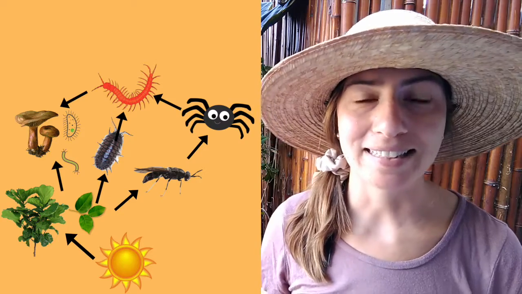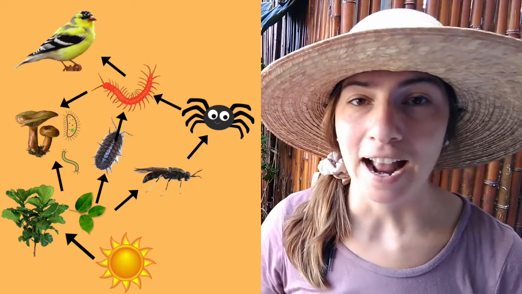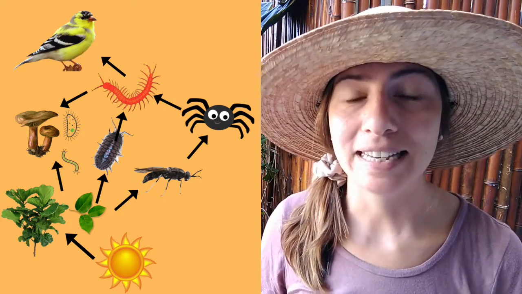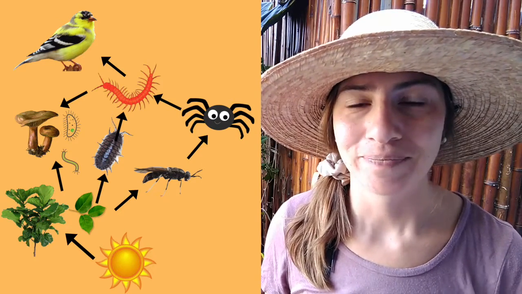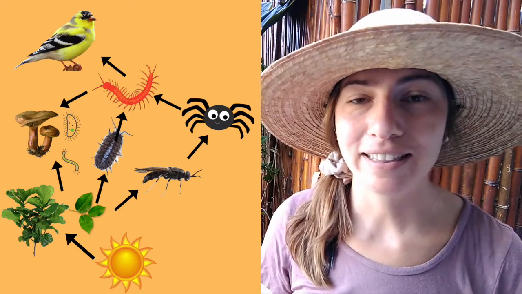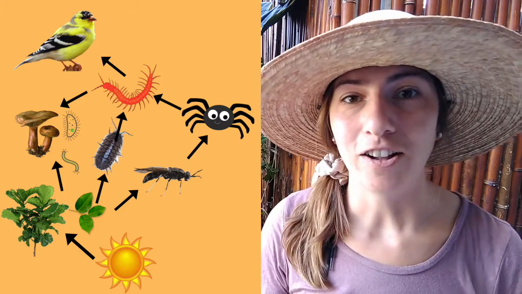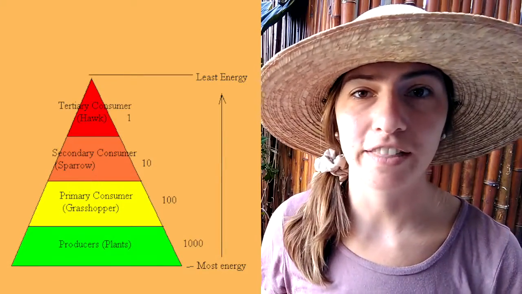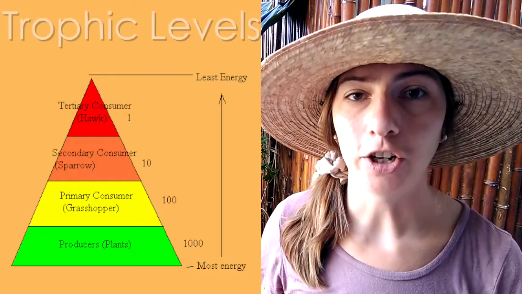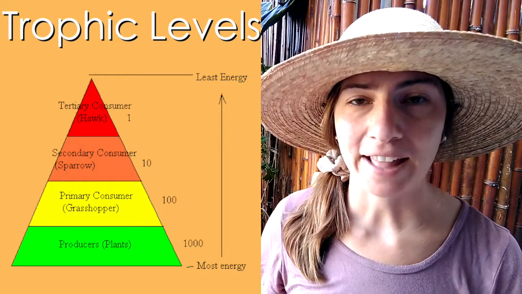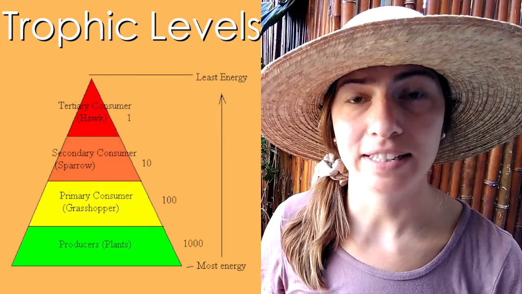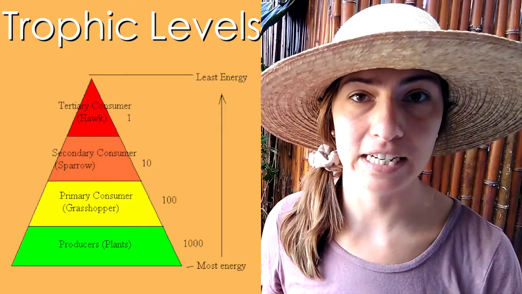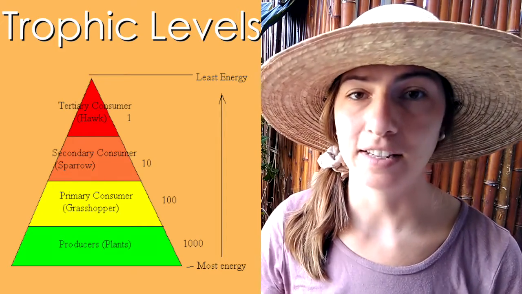Or maybe that centipede gets caught by a bird and the bird eats it, and our food web continues outside of the soil. And so we can see how everything is connected, and all of that energy and nutrients pass through the soil food web. Now, these groupings of animals based on where they are in the food web are called trophic levels.